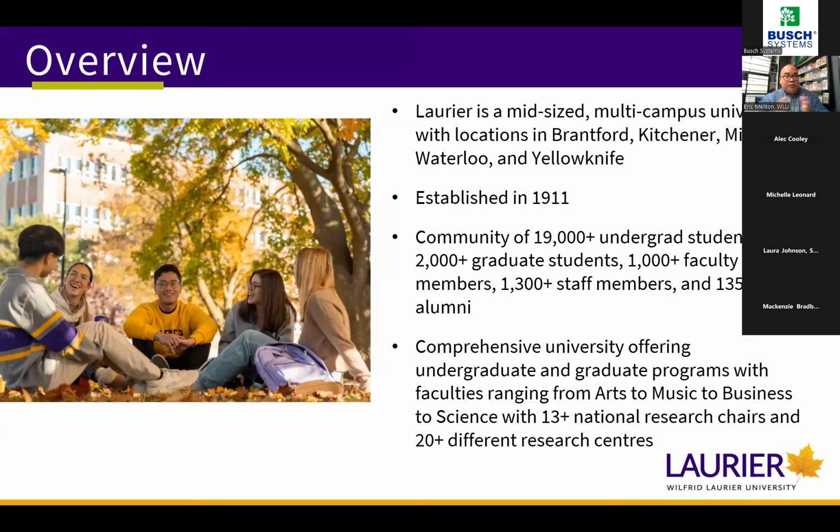So for those that don't know, and for folks that are either across Canada or the United States, Wilfrid Laurier University is based out of Waterloo, Ontario, which is about 45 minutes southwest of Toronto. We actually have a multi-campus environment. So we have institutions in Brantford, Kitchener, and Waterloo, as well as in Yellowknife. So we are about 19,000 students, more or less, year to year, and quite a diverse set of academic portfolio that is offered.